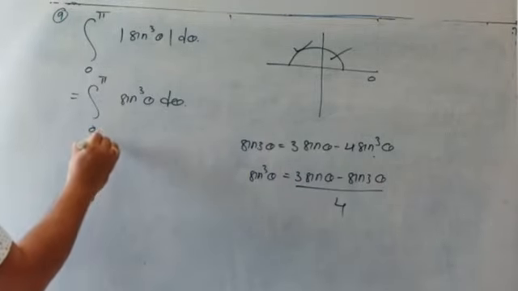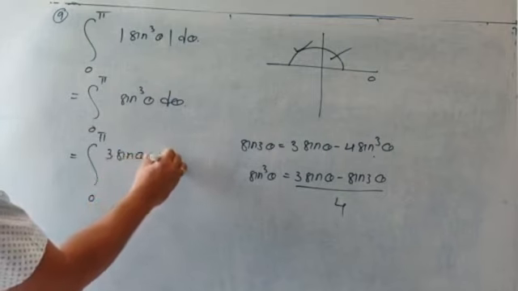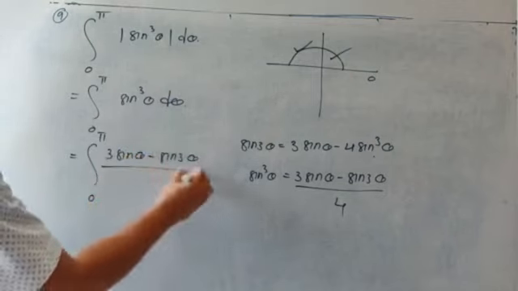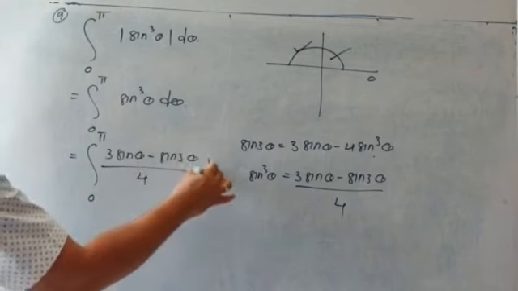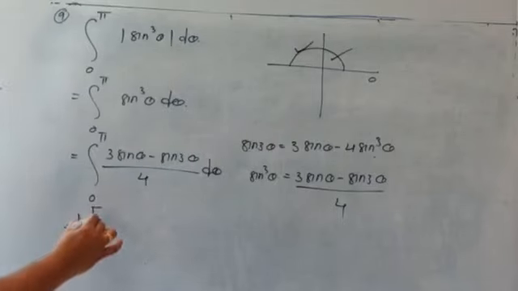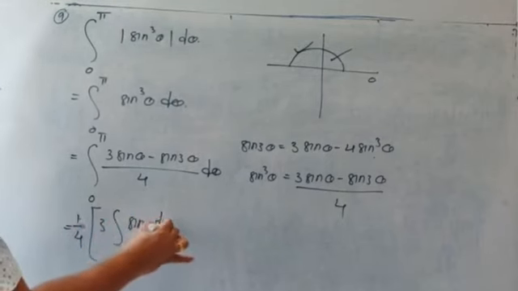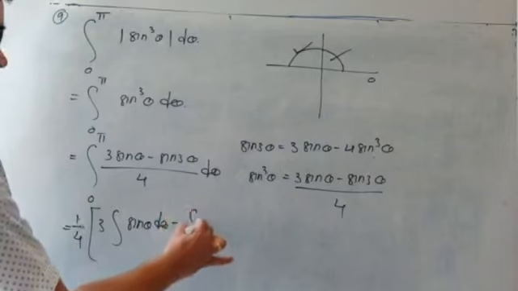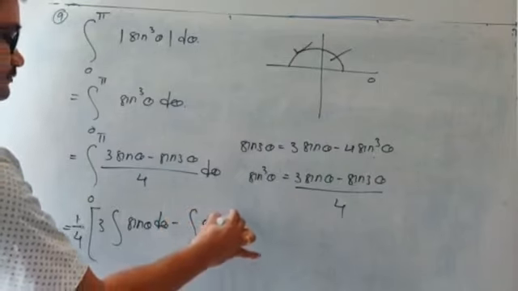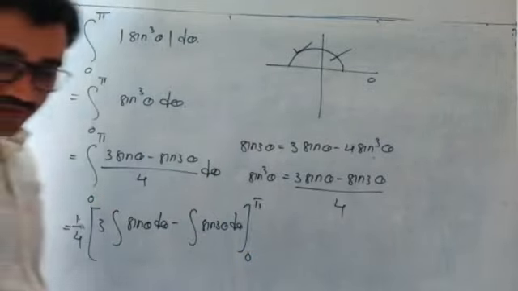This is integration 0 to pi, and it is 3 sine theta minus sine 3 theta upon 4 d theta. It's a simple integral up to this. You can keep 3 outside, or in fact 1 by 4 outside for the entire integral. If you keep 3 outside, integration of sine theta d theta and minus integration of sine 3 theta d theta, and which is from 0 to pi. So integrate and apply the limits.